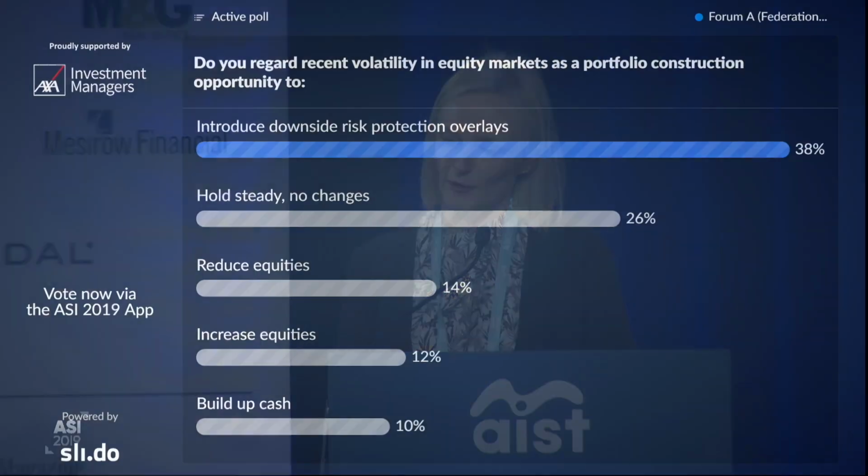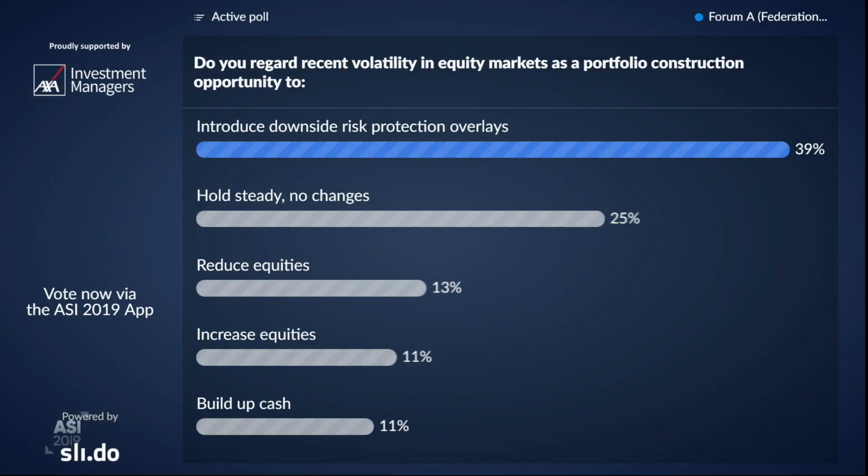Interesting. So introducing downside risk protection and overlays seems to be the winner, pretty closely followed by hold steady, no changes. And I think this is a pretty tough question to answer with a multiple choice because obviously some funds are trimming, some funds are topping up their equities on dips, and we have seen some funds building up cash over time. So very interested to perhaps chat later about downside risk protection and overlays.